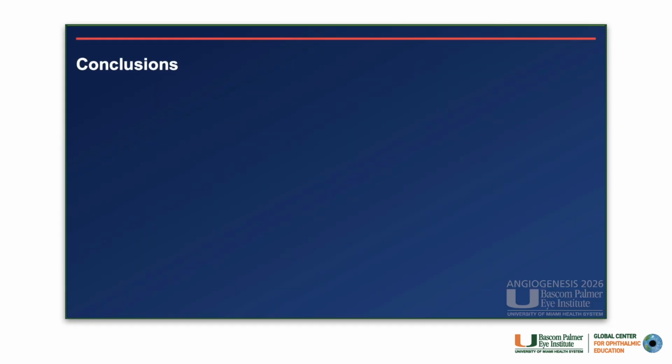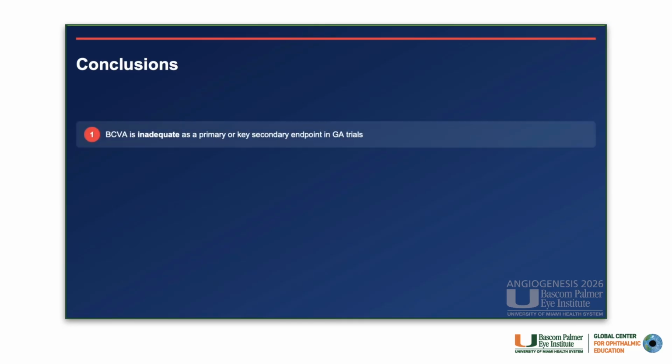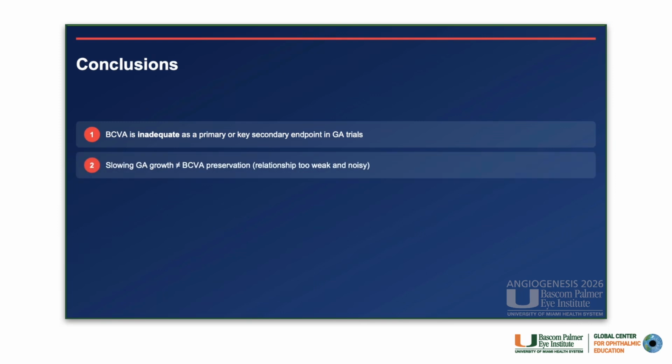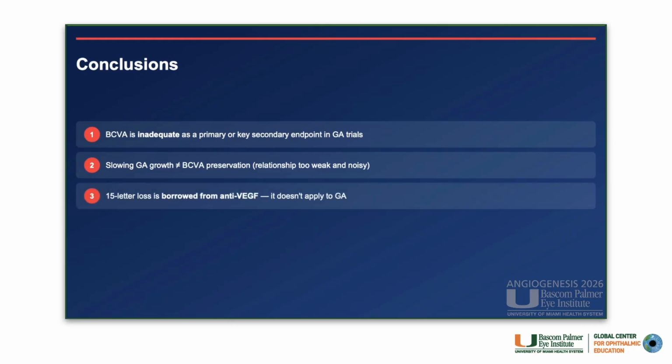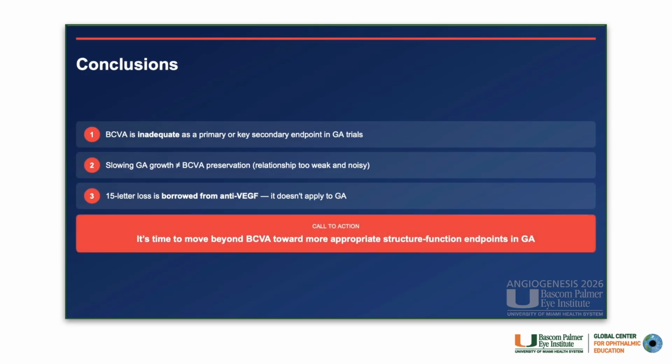To summarize, we found that BCVA is inadequate as a primary or even key secondary endpoint in GA trials. Slowing GA growth does not directly translate to a BCVA preservation benefit due to the weak relationship. Additionally, concepts borrowed from anti-VEGF trials, such as the 15-letter loss, do not apply to GA. It's time to move beyond BCVA and focus on more relevant structure function endpoints in GA.